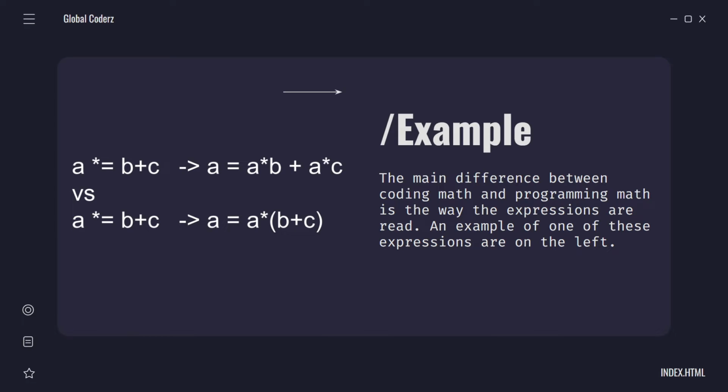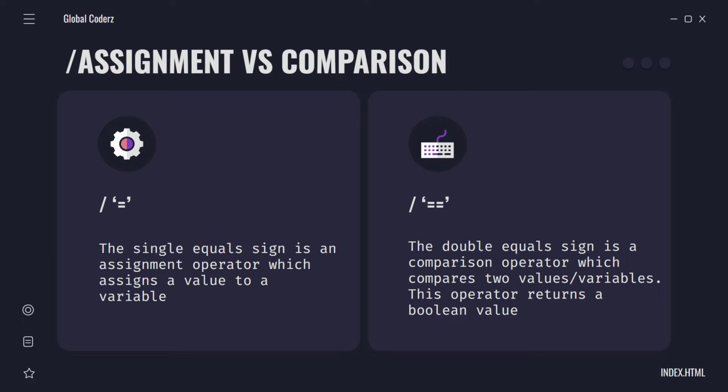Take the assignment operator and comparison operator as an example. In the coding world, there's a big difference between single equals and double equals. The single equals operator is used as an assignment operator. It assigns a value to the left operand. For example, x equals 5 would assign the value 5 to the variable x. The double equal sign is used to check if two values are equal to each other. For example, if I checked 4 equals 5, it would return false because 4 is just not equal to 5.